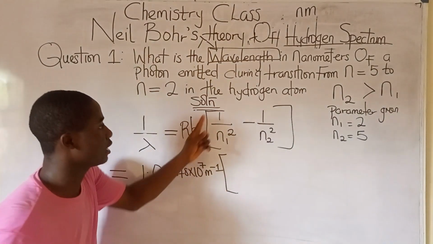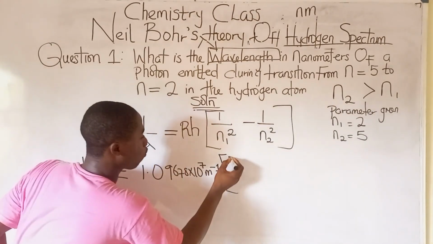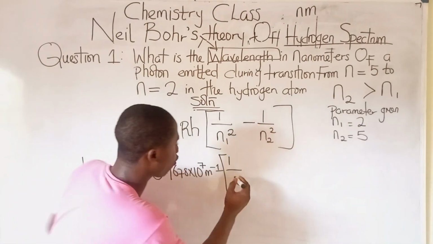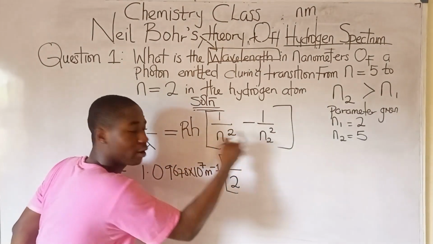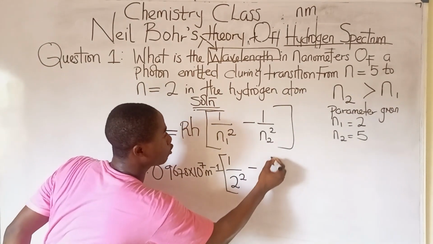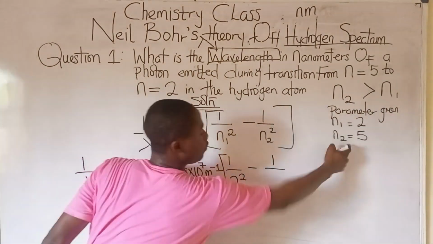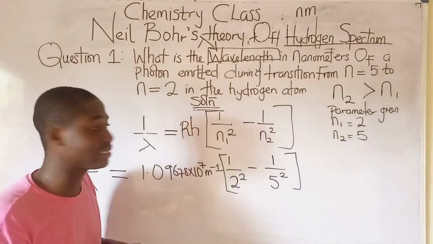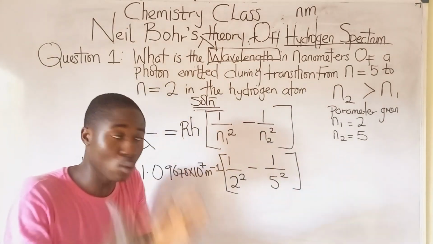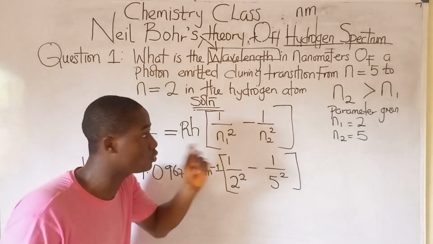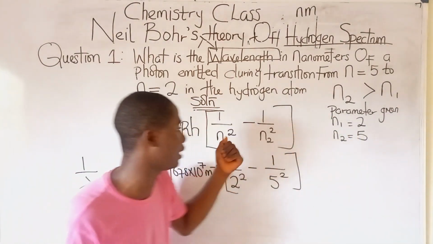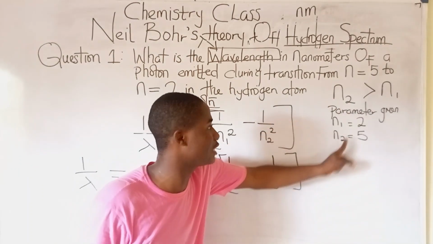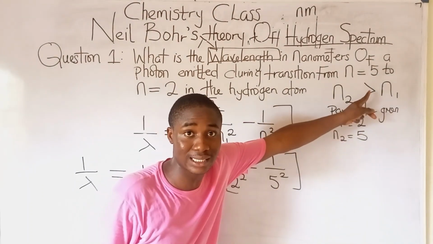Open bracket, 1 over, what's our n1 value? It is 2. So 1 over 2, don't forget your squared, 2 squared, minus 1 over, what's the n2 value? 5. 5 squared, close the bracket. So you can see how the concept works. Remember, I said the n1 value takes the smaller number, while the n2 value takes the larger number, and n2 is always higher than n1. You can see it here.